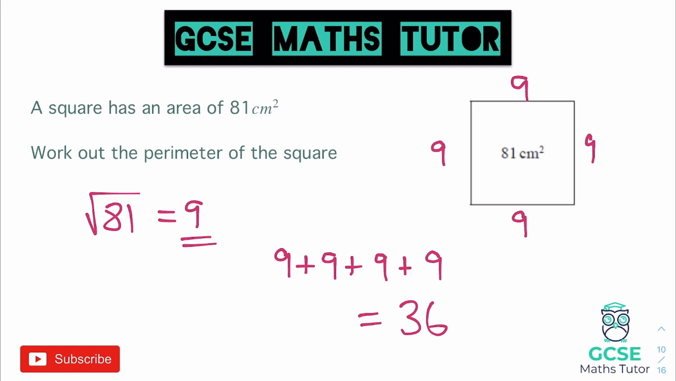And as it is perimeter, we want to give the units as a length, so that would be 36 centimetres. As our area was centimetres squared, therefore, our length was also in centimetres. So there we go, that's our final answer, 36 centimetres. That's the perimeter of the square.